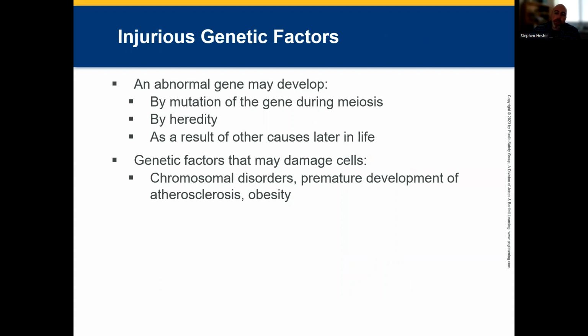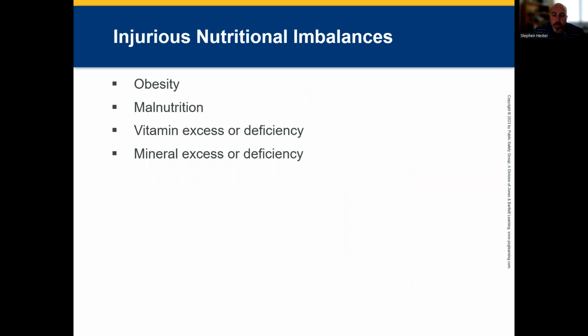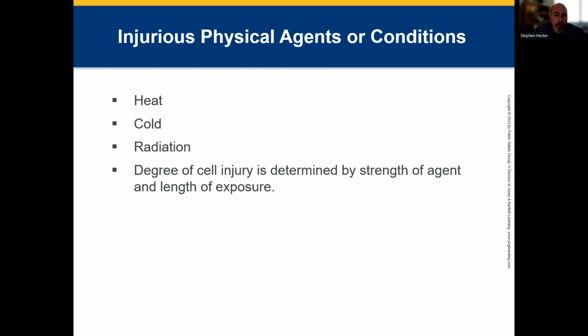All right, an abnormal gene may develop by mutation of the gene during meiosis, by heredity, or as a result of other causes later in life. So genetic factors that may damage cells include chromosomal disorders, premature development of atherosclerosis, and sometimes obesity. Nutritional factors include malnutrition, vitamin excess or deficiency, and mineral excess or deficiency. Heat, cold, or radiation could cause injuries to the cells. So the degree of cell injury is determined by the strength of the agent and length of exposure.